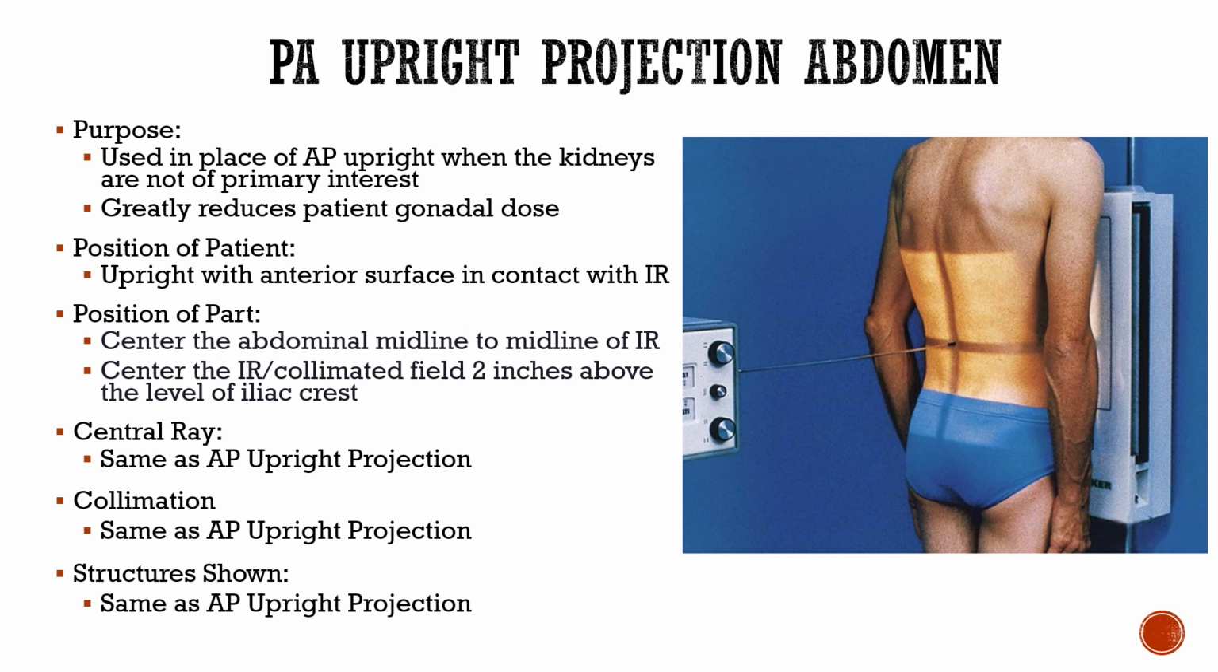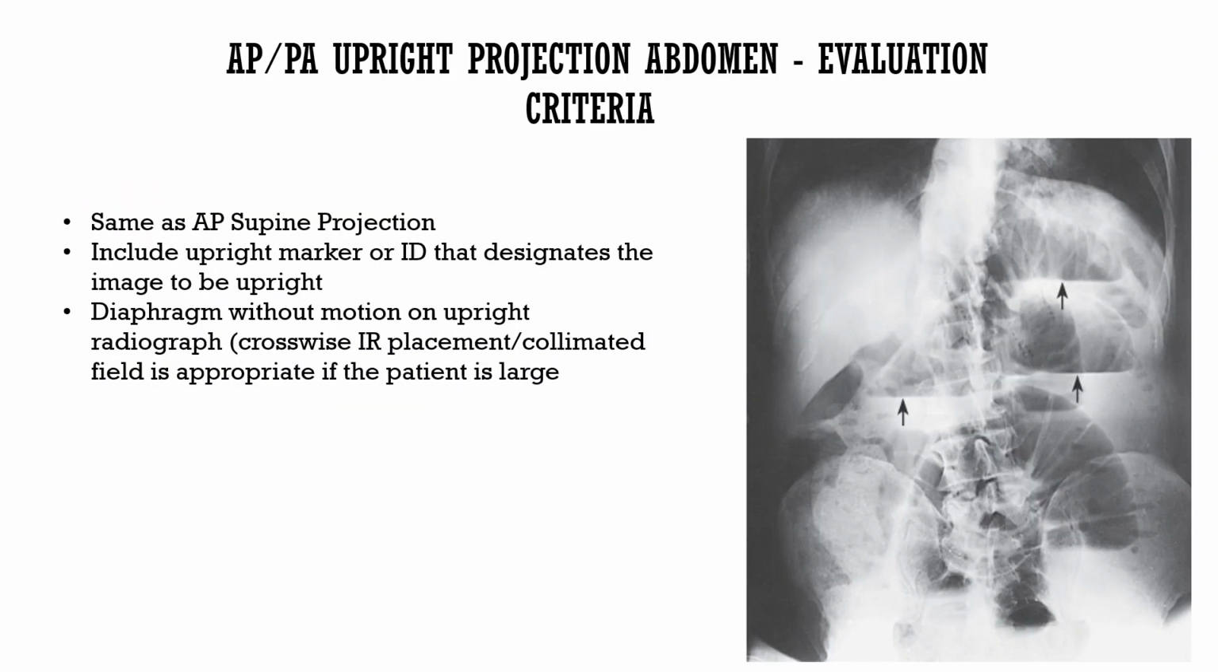So we have another option, which is the PA upright. This is when the kidneys are not of primary interest, and we might want to decrease or greatly decrease gonadal dose. That would be a great thing. So we want the anterior surface in contact with the image receptor instead, and we're going to center the exact same location, same central ray, same collimation, the same structures shown. Either image that we have is going to be the same criteria as the supine, except that we are going to see air fluid levels.